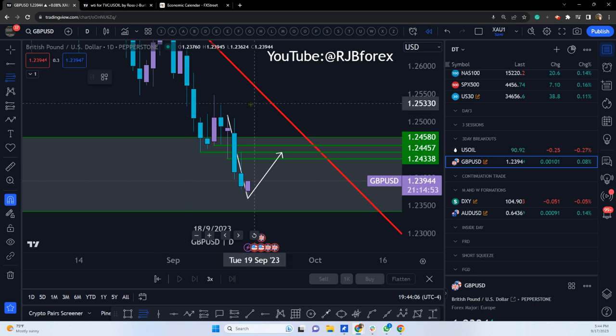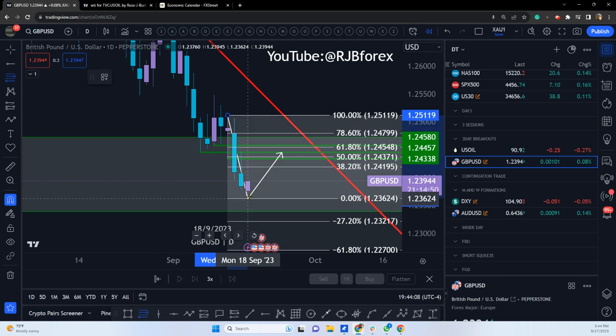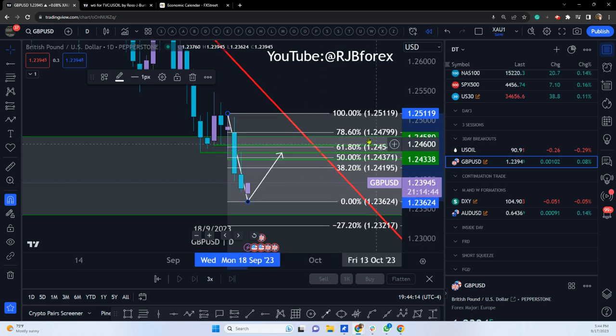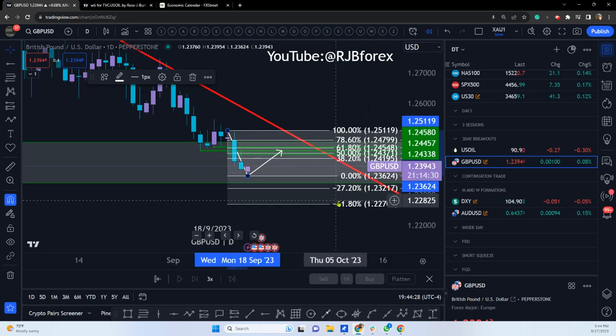As it stands, we've got a target towards the 61.8 as a deep target of that impulse to the downside at 120 in the 124.50s. And again, being front side correction, continuation to the downside, front side of the bearish trend. So any corrections could be met with supply for a downside continuation.